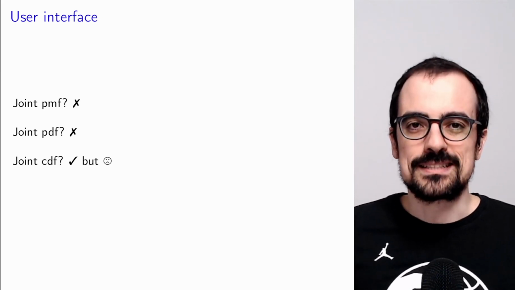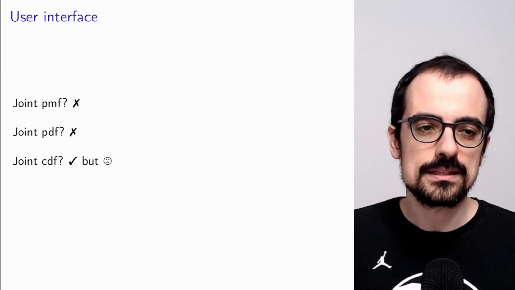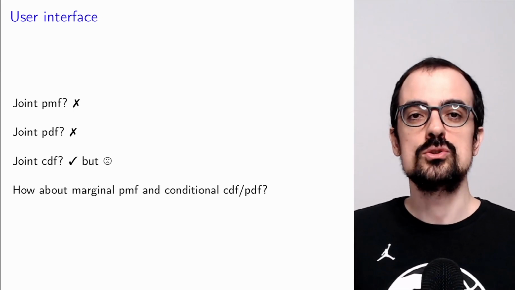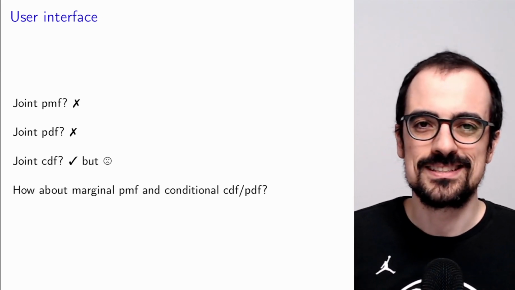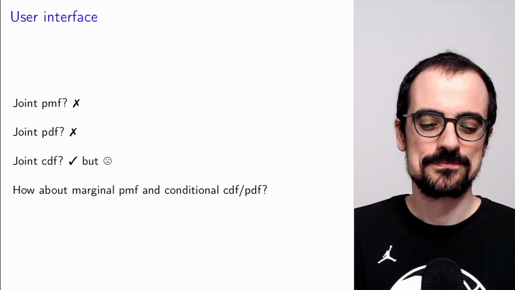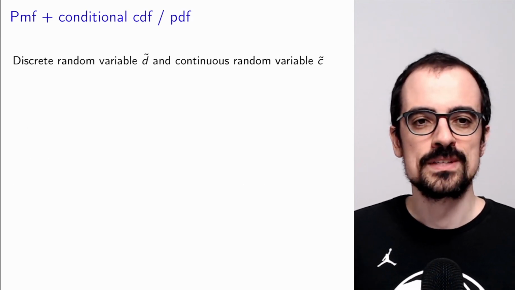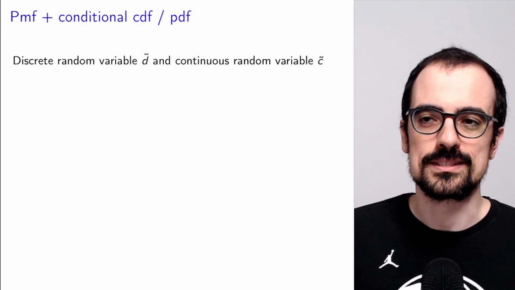So what are we going to do instead? We want a user interface that is easy to use, that we can estimate easily from data. Instead, what we're going to do is use marginals and conditional distributions. We're going to see how in some examples. Okay, so let's consider a discrete random variable D and a continuous random variable C.